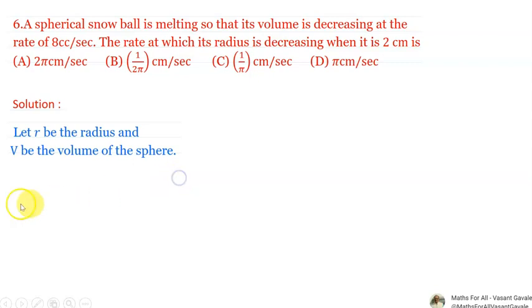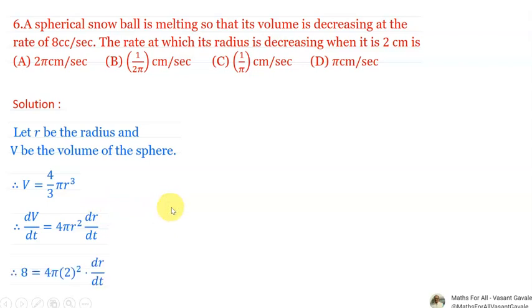Okay. Now here, let r be the radius and V be the volume of the sphere. V equals 4/3 πr³. dV/dt equals 4πr² into dr/dt. Now substitute the values. That is, the rate of decreasing of the volume is 8.